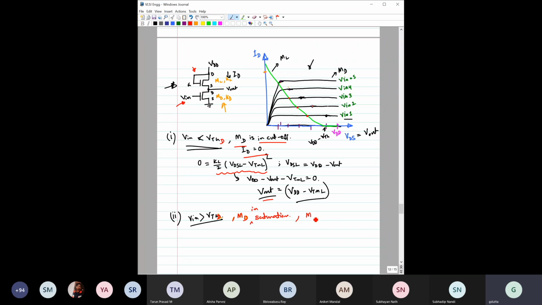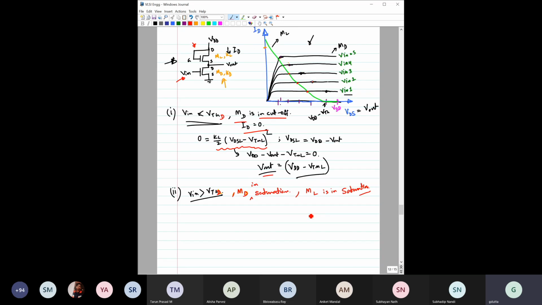Okay, what about ML? It is always in saturation, right? It is always in saturation. So then can you construct an equation between V output and V input, for this range when this V in is greater than, that means from here till here? Can you construct an equation? I think definitely you can, right? So what would be this equation?